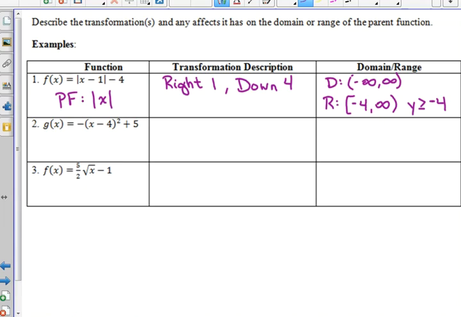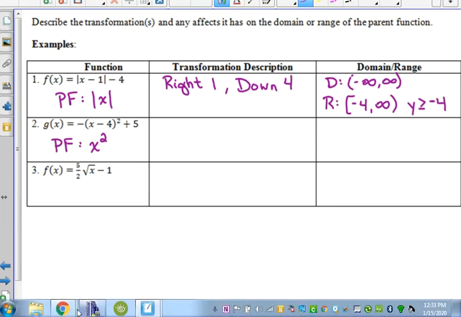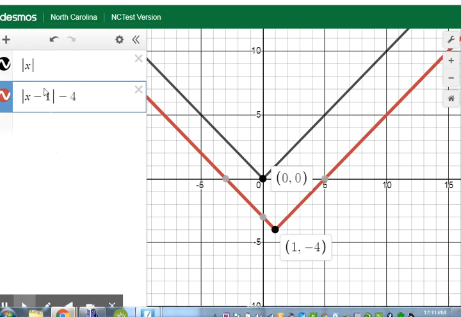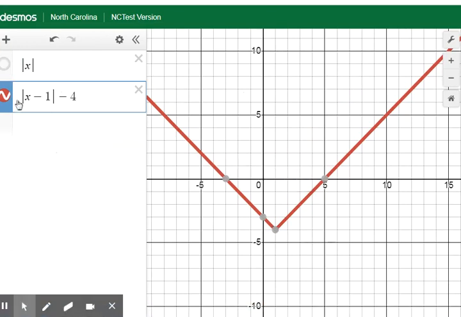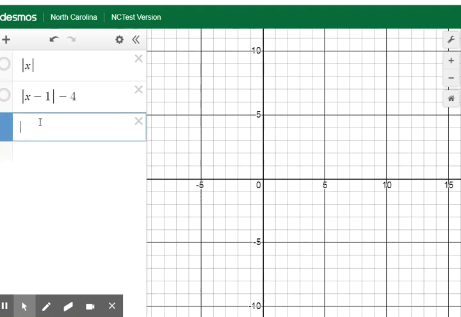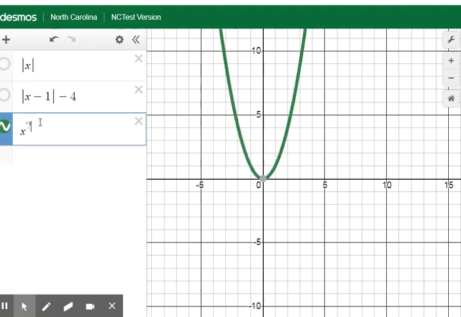Okay, second example, we've got negative x minus 4 squared plus 5. Parent function here is the quadratic x squared, plain old x squared. So it's up to you what you want to do in Desmos. I would suggest just hiding these other functions, because here in just a minute I'm going to ask you to do some absolute value. So don't delete it, just hide it so you don't have to type it in again.